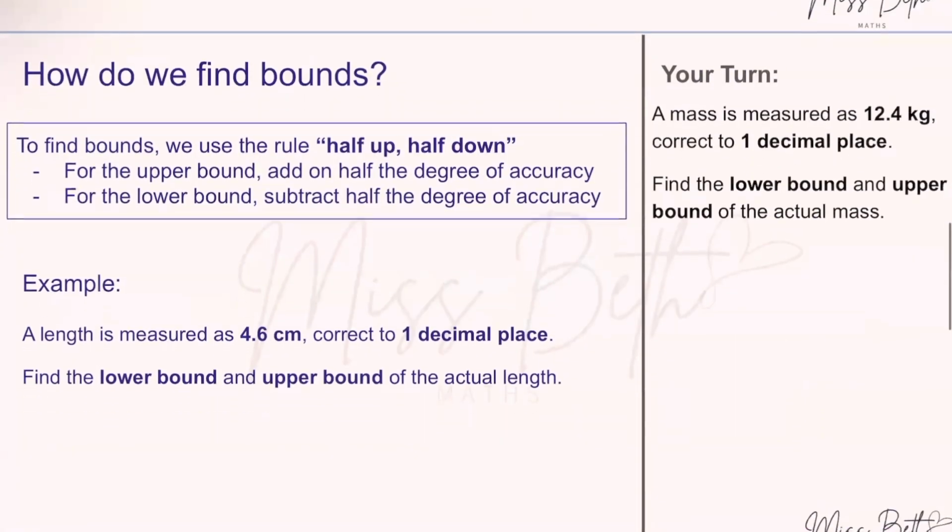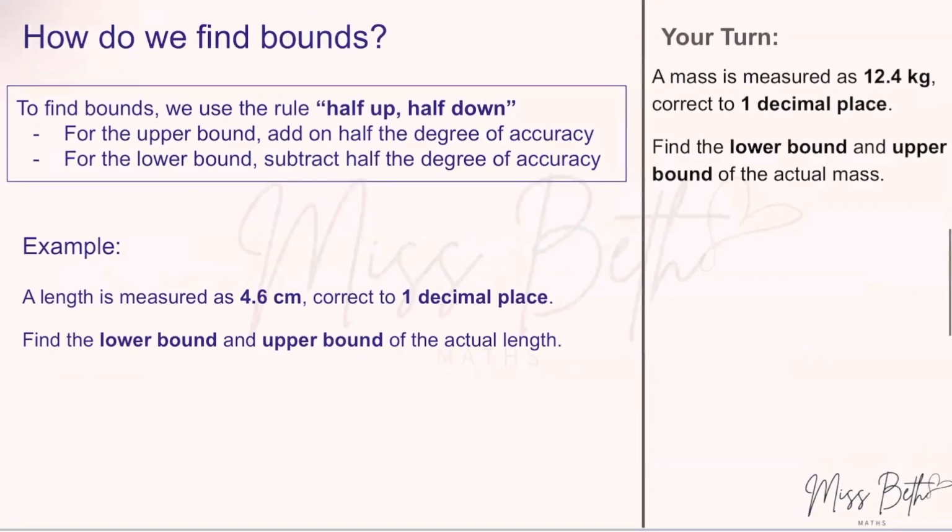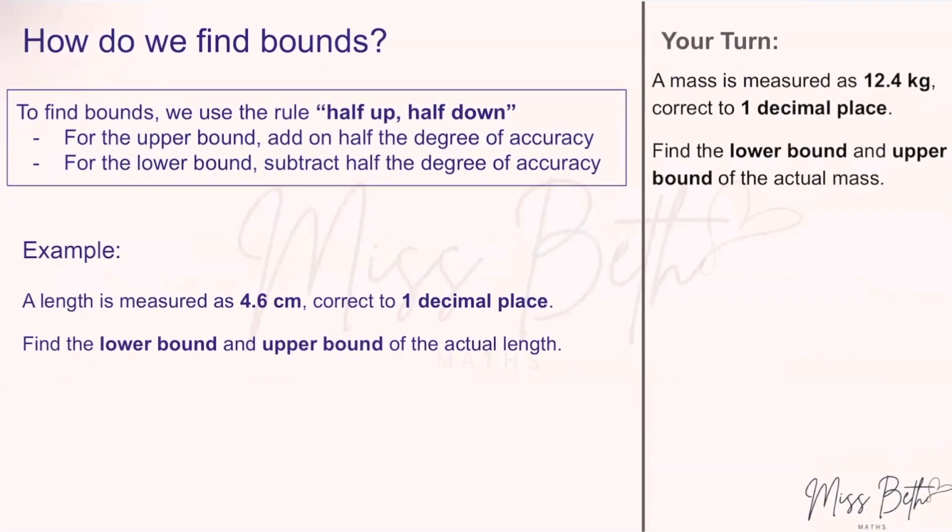What is the method for finding bounds? What you need to basically remember is the half up, half down rule. So for the upper bound, you add on half the degree of accuracy. And for the lower bound, you subtract half the degree of accuracy. So what does that really mean?